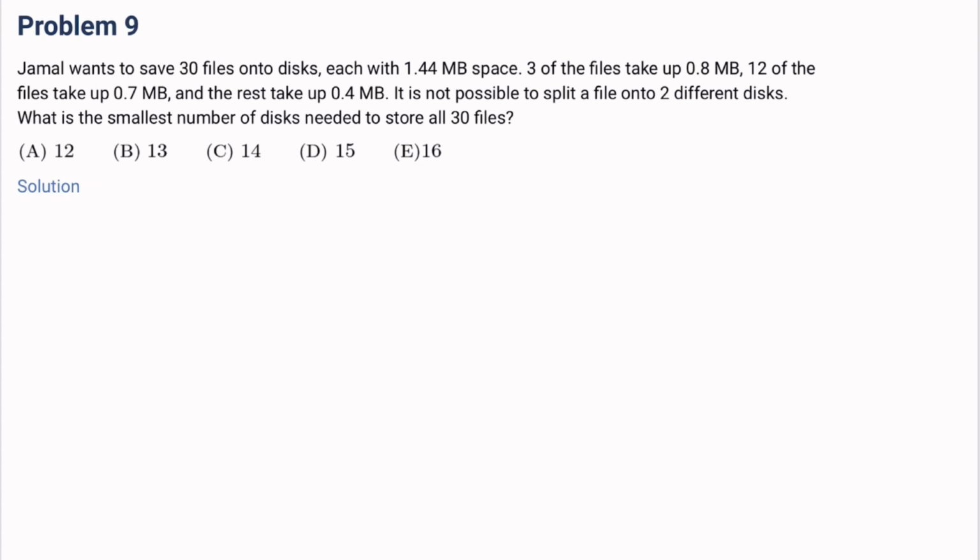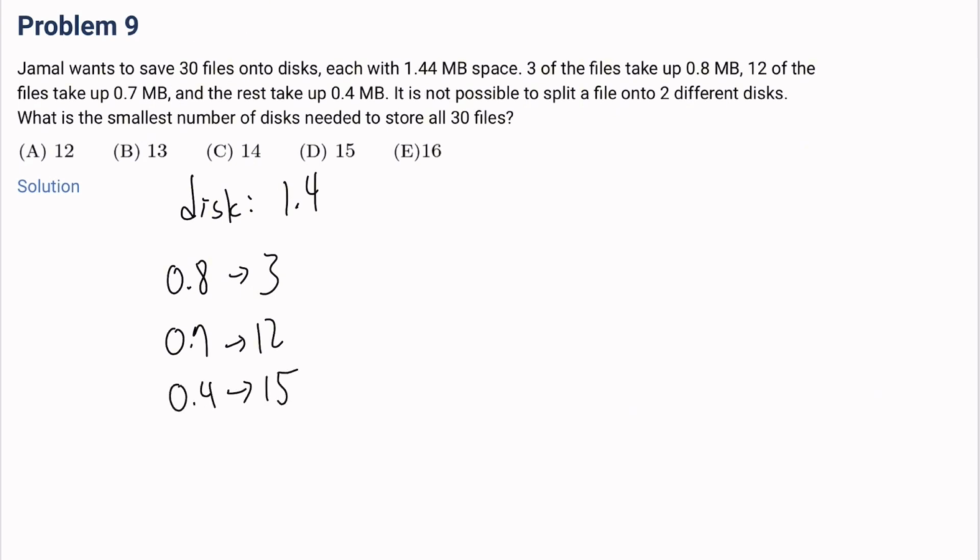Okay, so the problem gave us that each disk has 1.44 megabyte space, but this last hundredth digit is not necessary, because all of our file sizes are up to one decimal place. So this last 4 is just not needed. So each disk has 1.4 space, and we have 3 files of 0.8, and 12 files of 0.7. And we have 30 in total, so of 0.4, we have 15 of these.